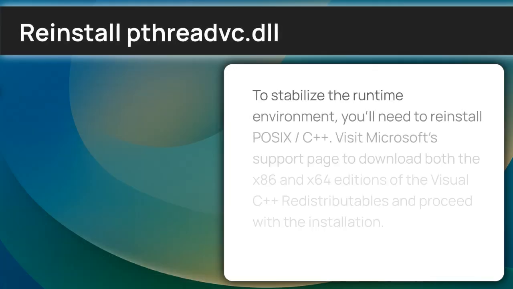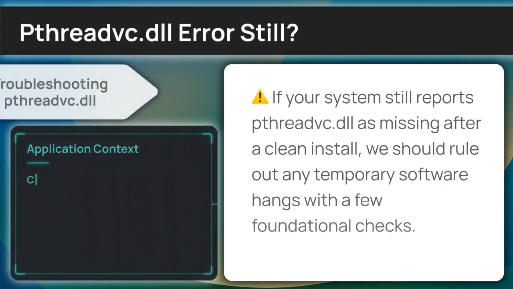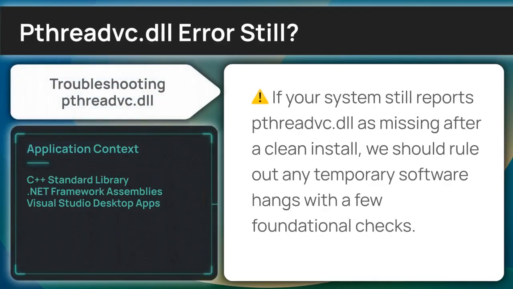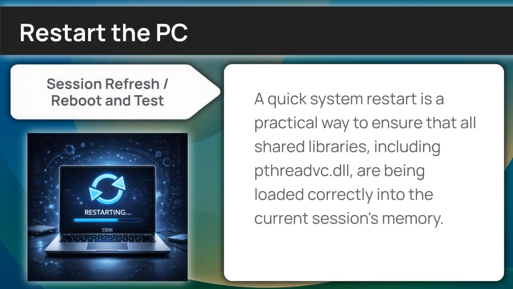To stabilize the runtime environment, you'll need to reinstall POSIX/C++. Visit Microsoft's support page to download both the x86 and x64 editions of the Visual C++ redistributables and proceed with the installation. If you're still seeing the missing file notification, we should attempt to force a synchronization between the software and the OS. A system reboot is a reliable way to clear away zombie processes that might be interfering with Pthreadvc library. It's a low-impact step that ensures your operating system is starting with a synchronized environment.